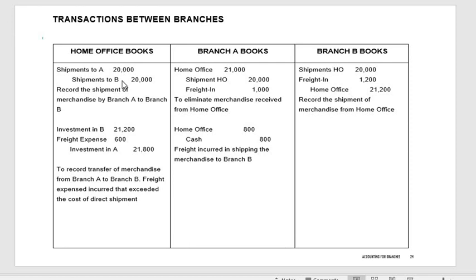Okay, so we'll have another video for the preparation of separate financial statements of each branch and how to prepare the consolidated financial statements, and some illustrations also of recording the transactions of the branch.